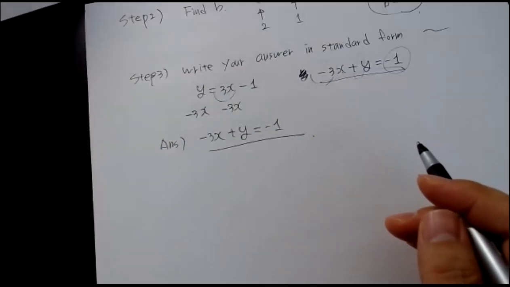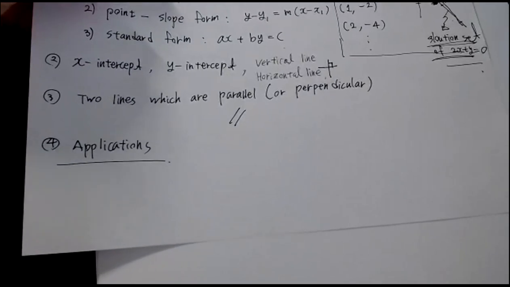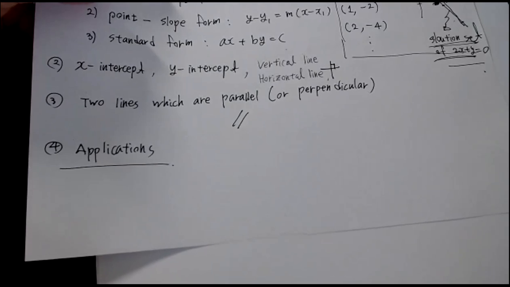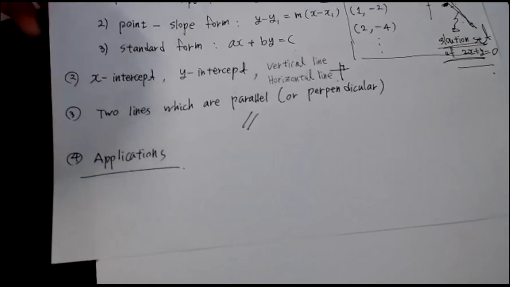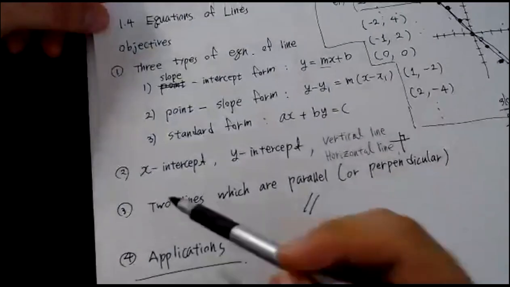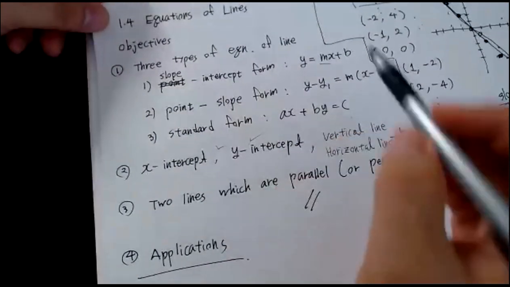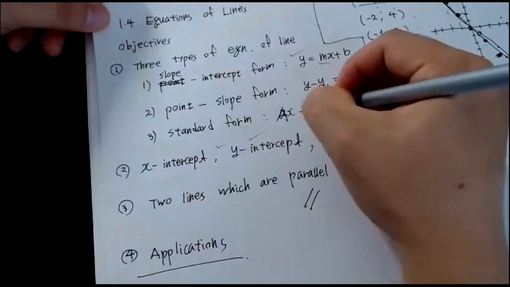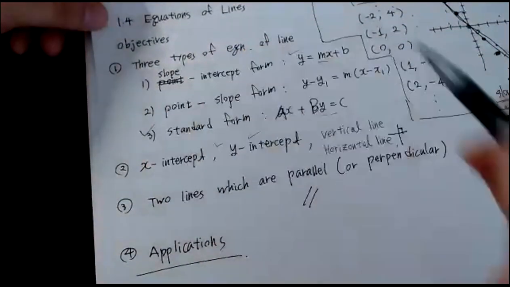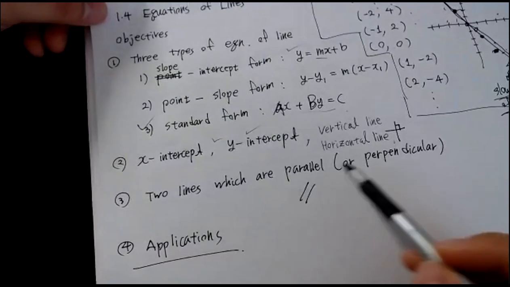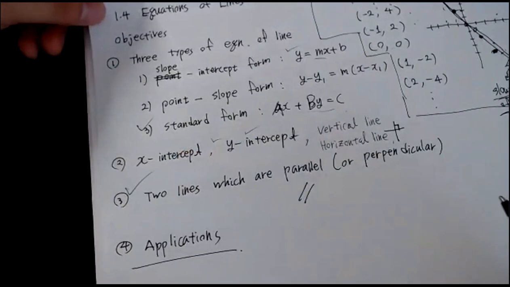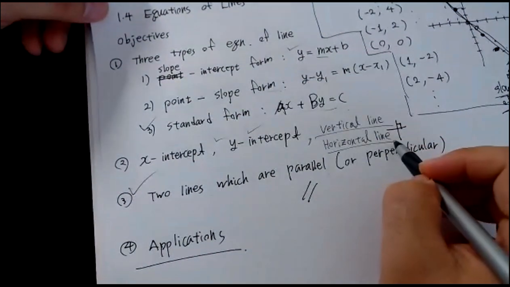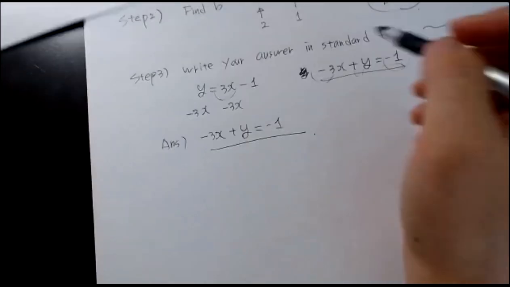So now back to the objective. So actually, I covered the x-intercept, y-intercept, right? And then slope-intercept form, and then we saw standard form, Ax plus By equals C, with capital letter A, capital letter B. And then two lines which are parallel and perpendicular. We saw that, right? Okay. So now point-slope form, and then vertical line, horizontal line.